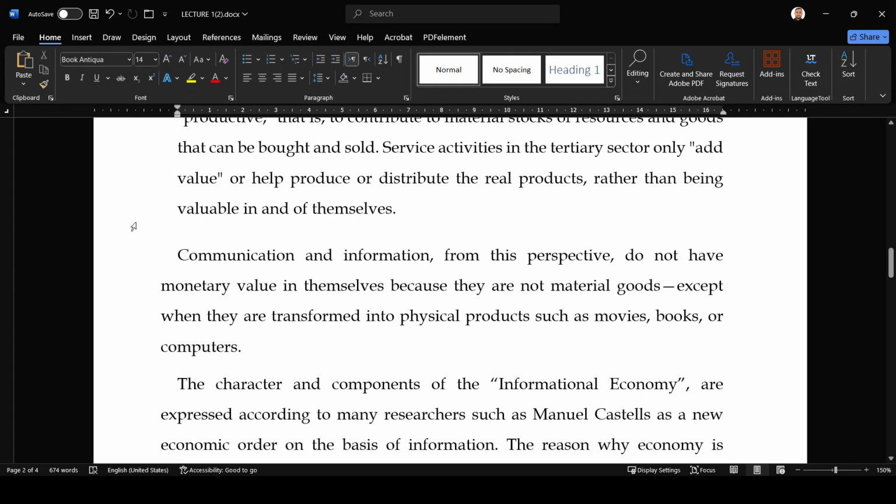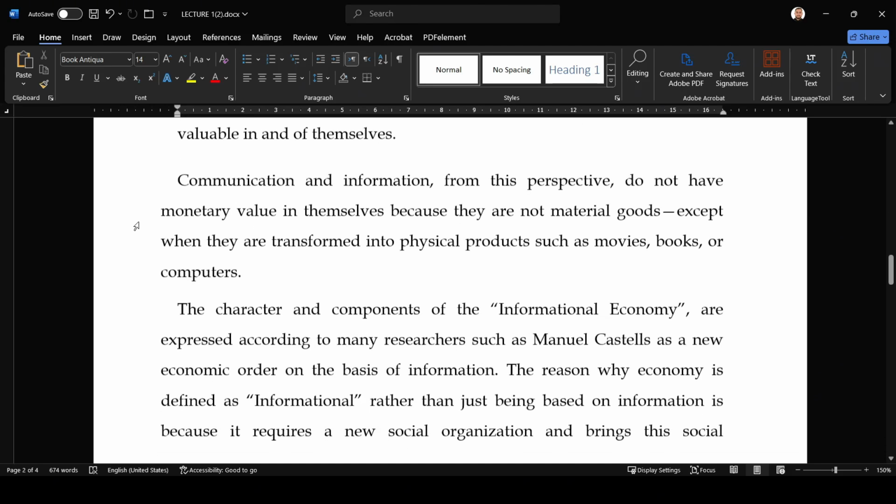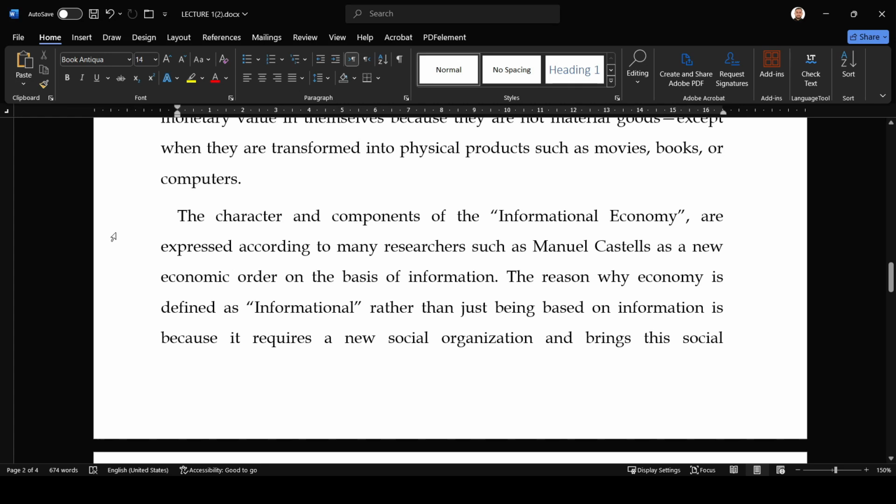Communication and information from this perspective do not have monetary value in themselves because they are not material goods, except when they are transformed into physical products such as movies, books, and computers. The character and component of the informational economy are expressed according to many researchers such as Manuel Castells as a new economic order on the basis of information.